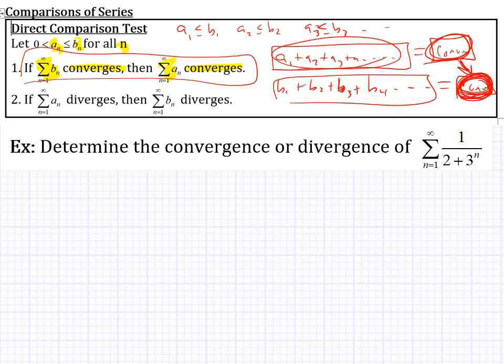All right. Then the next one says, okay, let's look at these two series, but let's look at the other way. If a sub n diverges, then b sub n diverges. So now it says, okay, let's look at the smaller one. If this smaller one here diverges, which means this thing is essentially getting bigger and bigger and bigger, it's going to infinity. As I keep adding and adding and adding, my sum is going to increase.